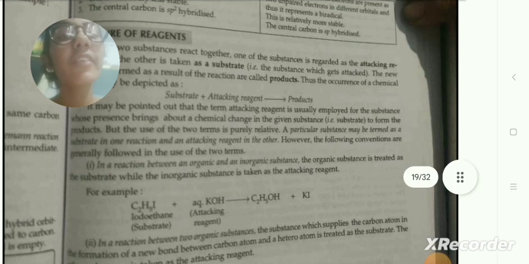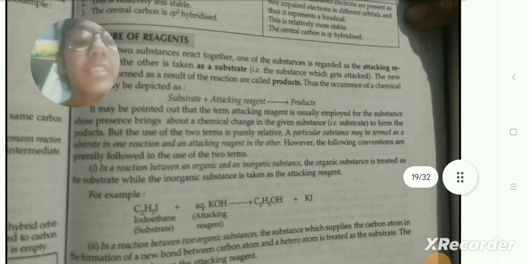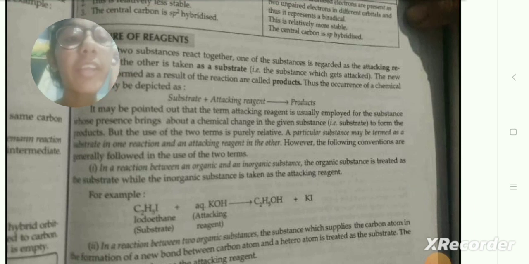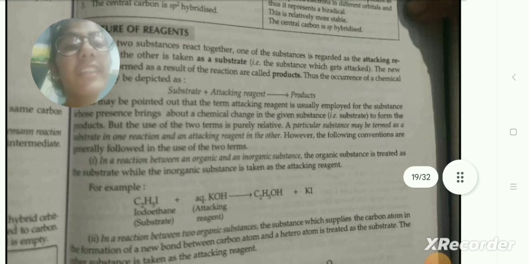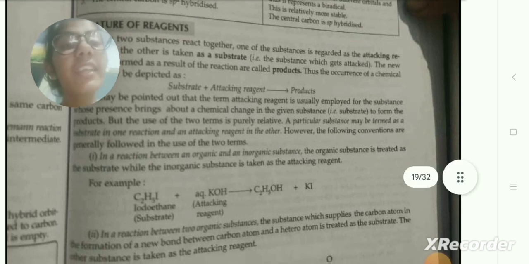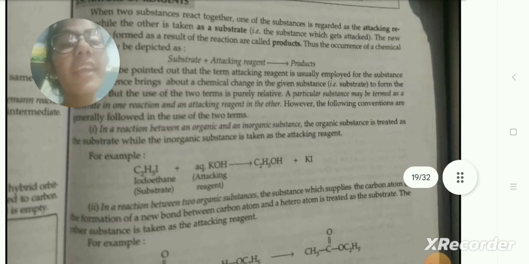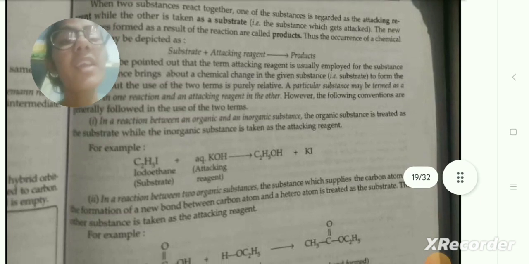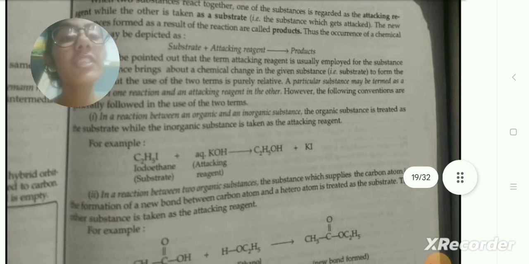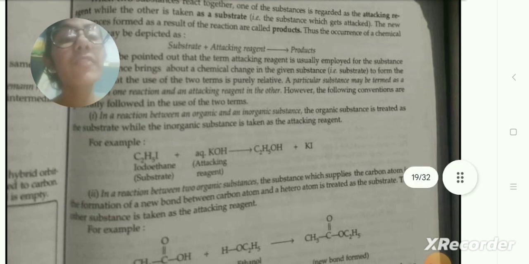However, the following conventions are generally followed in the use of the two terms. First, in a reaction between an organic and an inorganic substance, the organic substance is treated as the substrate while the inorganic substance is taken as the attacking reagent. For example, iodoethane is the substrate and aqueous KOH is the attacking reagent. Then it forms C2H5OH plus KI.